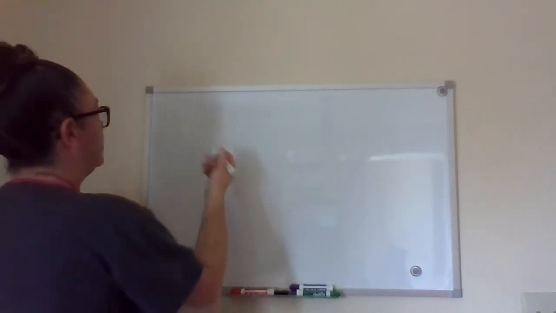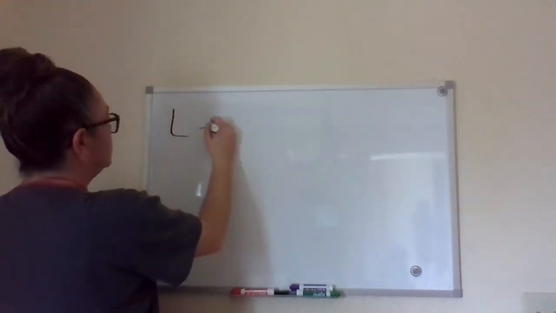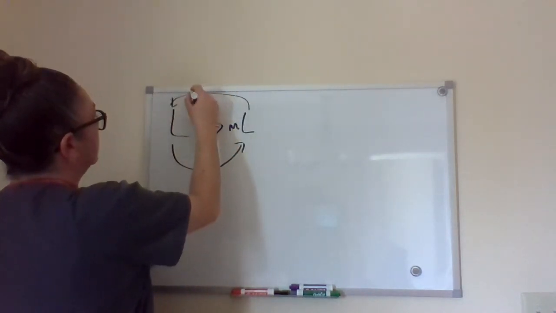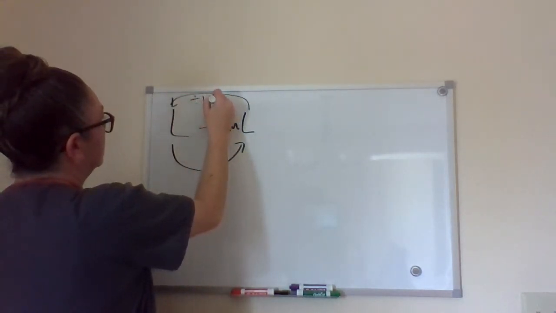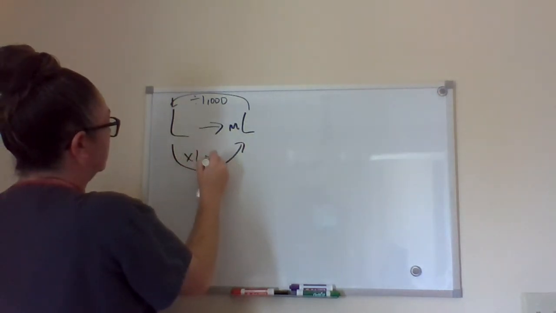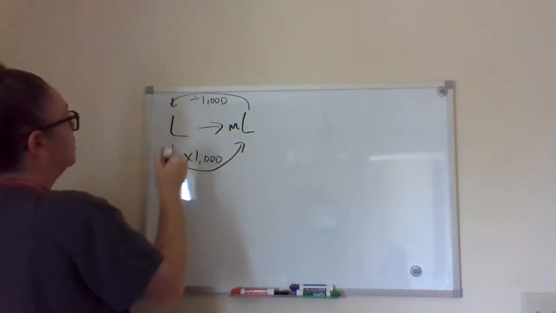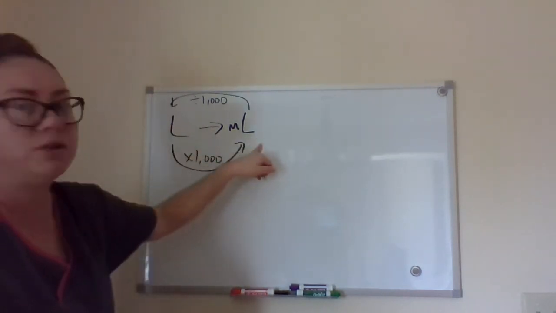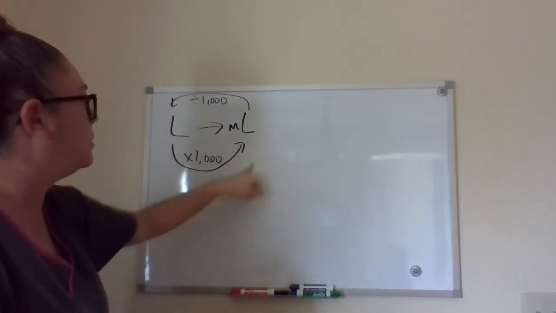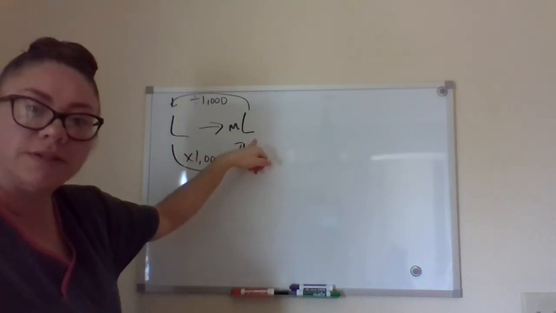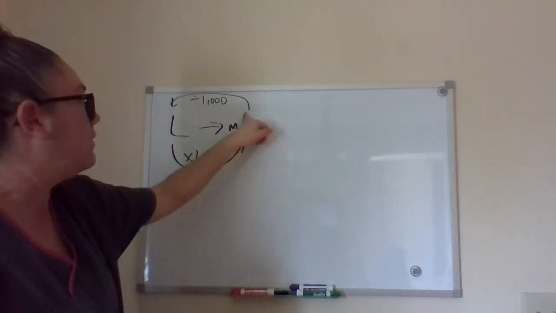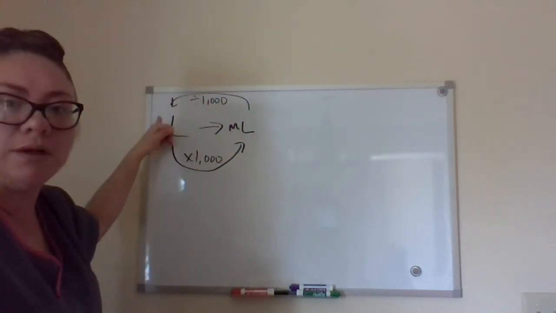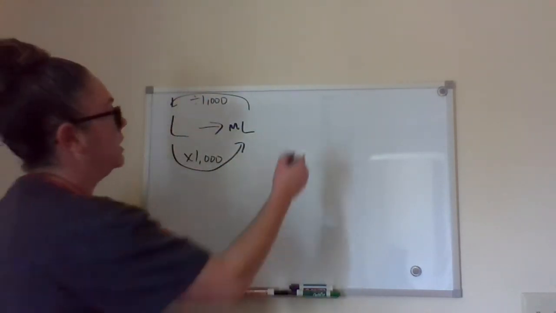Couple other important things here. Liters to milliliters. If our number is in liters and we want to convert to milliliters, we're going to multiply that number by 1,000 and it gives us our answer in milliliters. If our problem is in milliliters and we want to convert to liters, we're going to divide by 1,000.